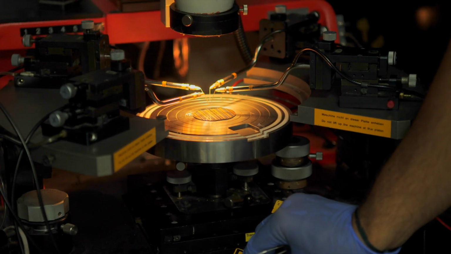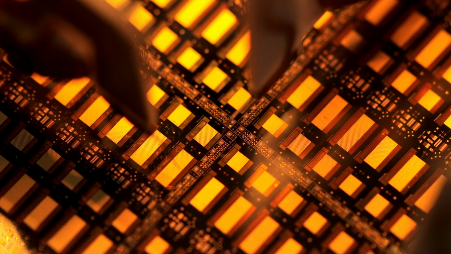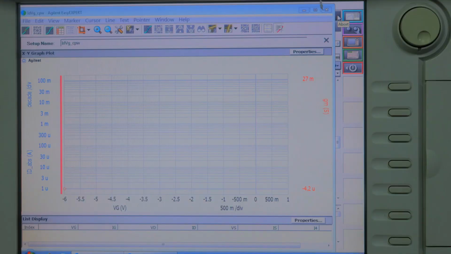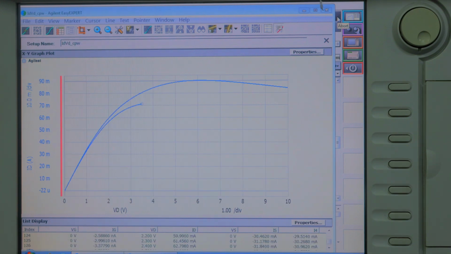The wafer with the completed devices is loaded onto a probe station, and the exact device to be tested from the thousands that we made on a single wafer is contacted. Voltages are applied, currents are measured. Looks like our transistor is working.